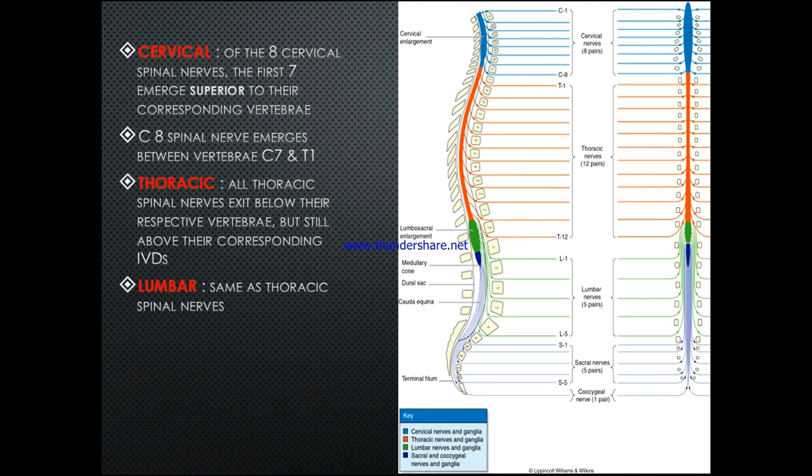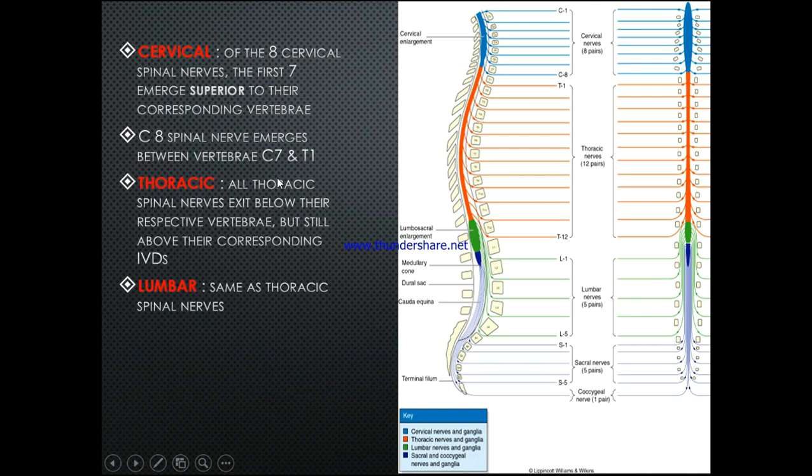So in order to understand or comprehend the nervous system in more logical terms, it's important just to be able to relate it to the vertebral column or the spinal column in general. So we have a cervical region. So of the 8 cervical spinal nerves, the first 7 emerge superior to their corresponding vertebra. So as you'll remember from your basic anatomy, in the cervical region we have this superior emergence of the corresponding nerves, and then C8 emerges between the vertebrae C7 and T1.